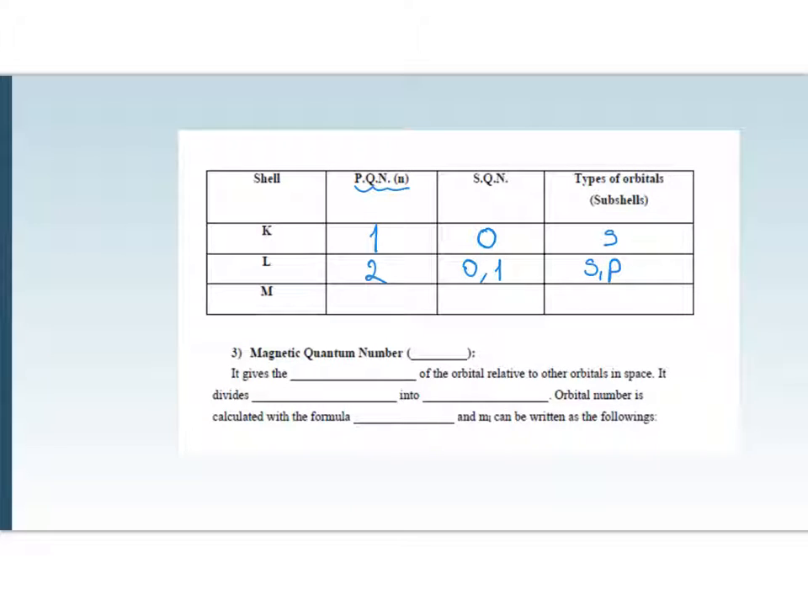Now you have the M shell. This means that you are at the third energy level for this electron. It can be 0, 1, 2 as a secondary quantum number, and the type of orbitals can be s, p, and d.